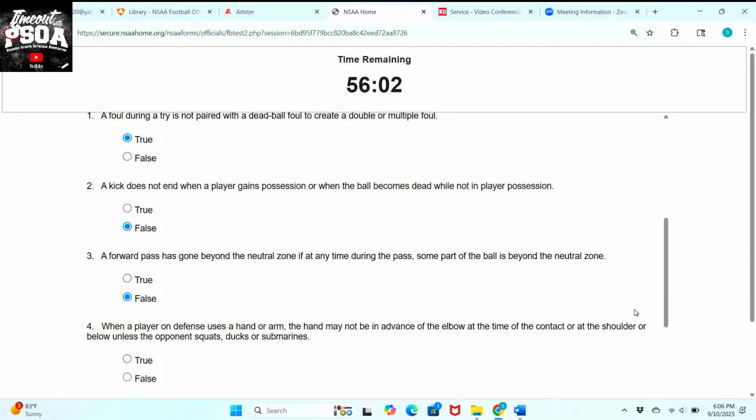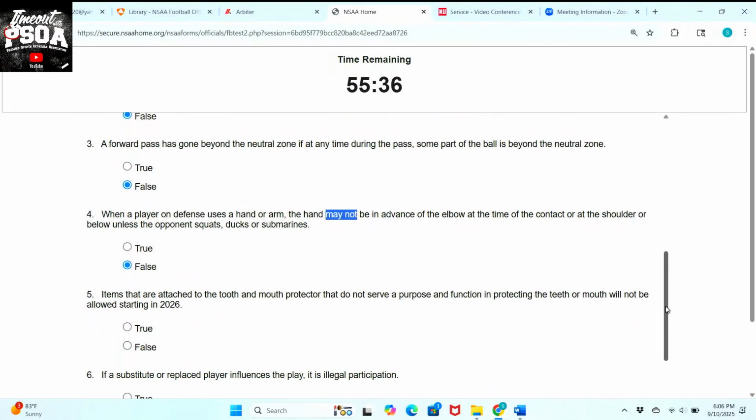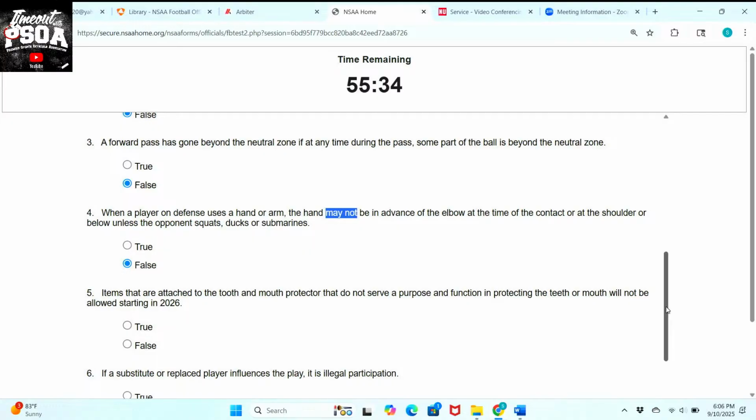So when a player on defense, is it 2-3-6? That's where I'm at right now. The hand may not be in advance of the elbow. So it would say that you can't stick your hands out in front of you. So it's not may not, it must be in advance of the elbow. Oh, okay, so you must have extended out. All right, so the answer for 4 is false because rule 2-3-6 says must, not may not.